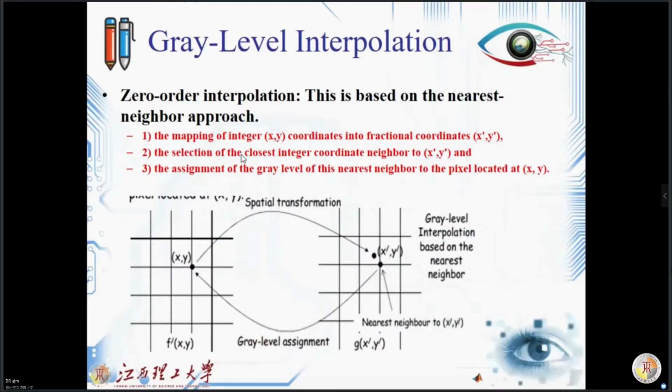is the job of the gray level interpolation method. You will see in the figure, if you assume f prime x and y and g x prime y prime, going from the gray level assignment to the spatial transform, that from x to x prime is the spatial transform, where we have the gray level interpolation based on the nearest neighbor. Then by the nearest neighbor, we can have the gray level assignment and come back to my x and y coordinates or dimensions in my image.